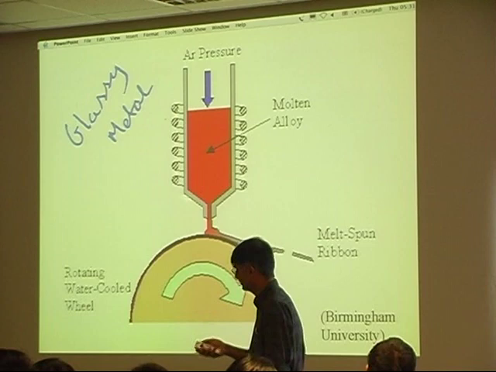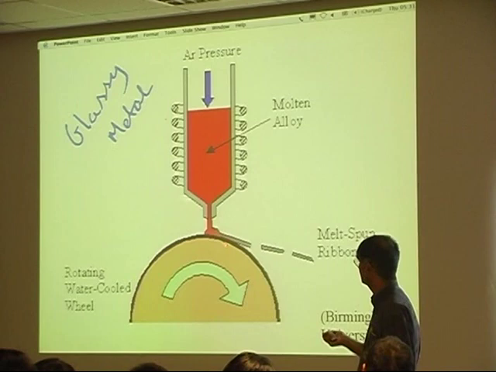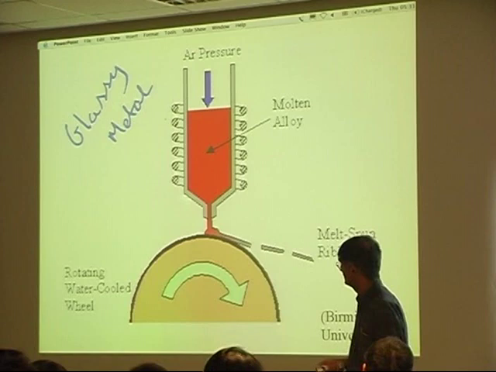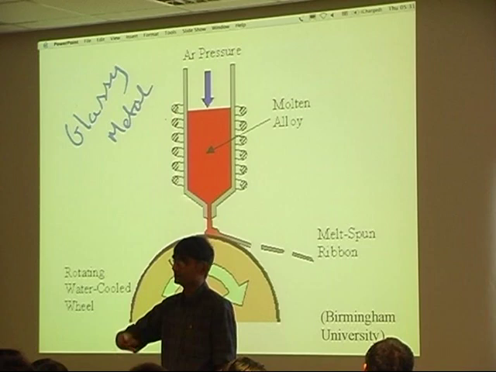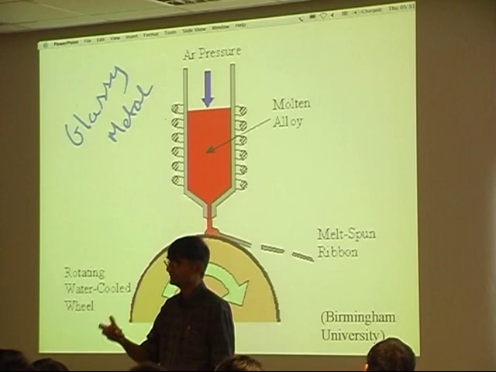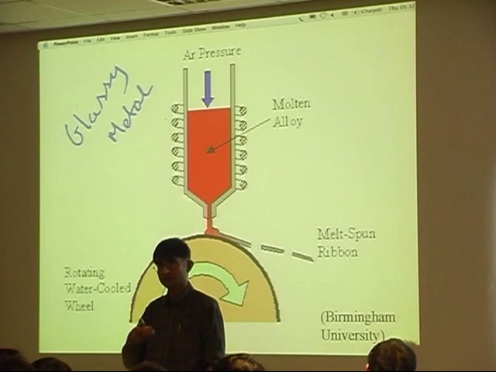And because there aren't any of those defects, the corrosion resistance of something like this can be quite high compared with normal crystalline iron. And similarly, because there are none of those defects like grain boundaries, magnetic domains can move very easily. So something like this has application in the making of transformers, where you need a very small hysteresis loop so that the transformer doesn't heat up.